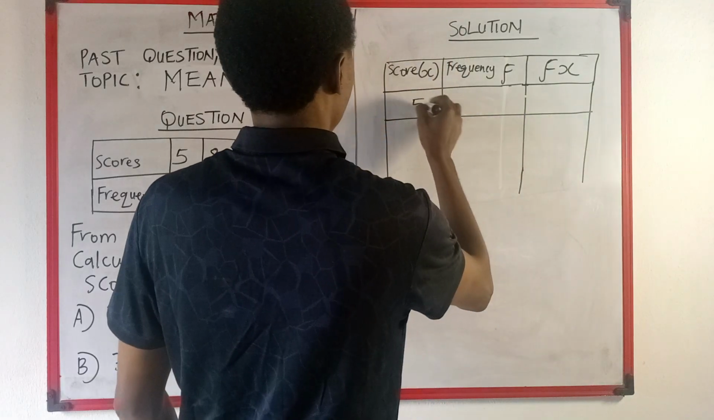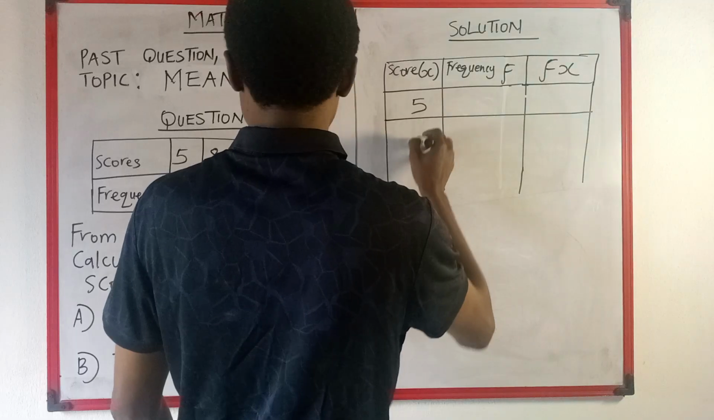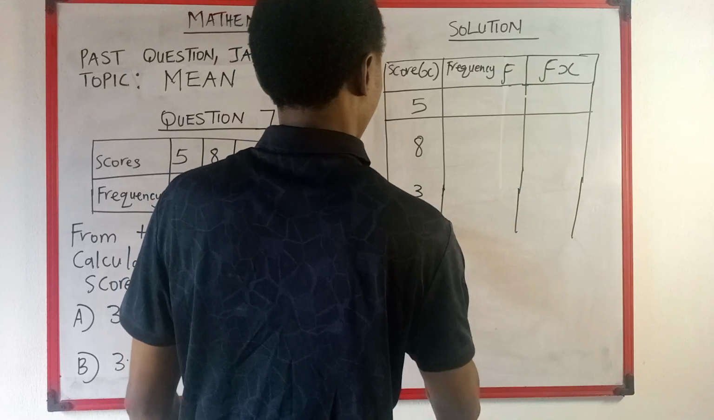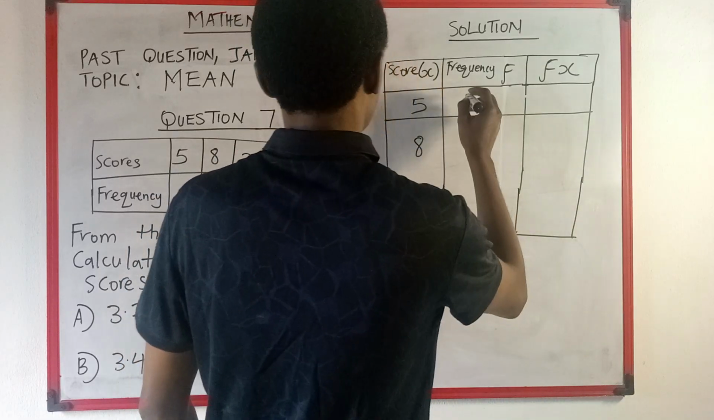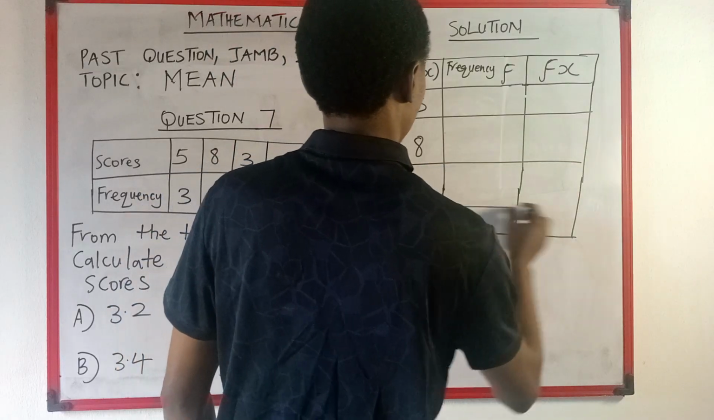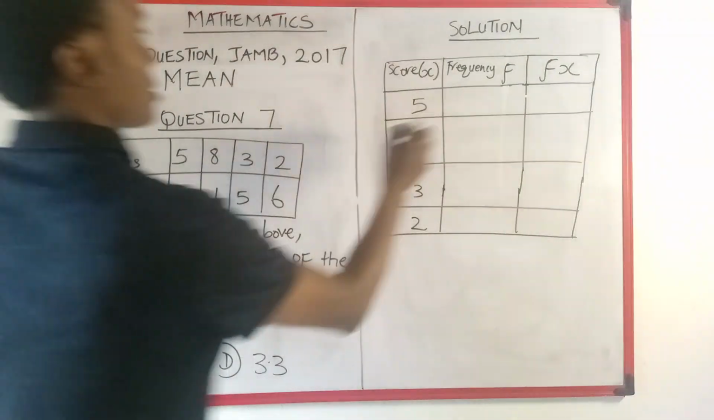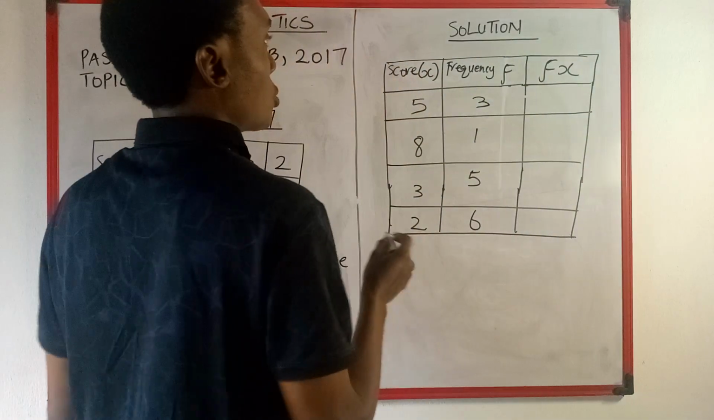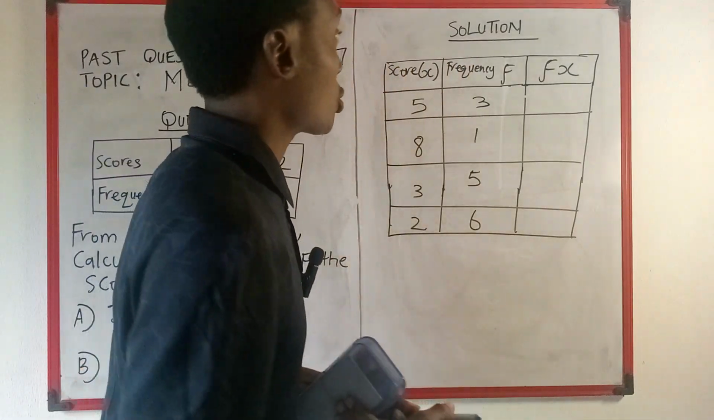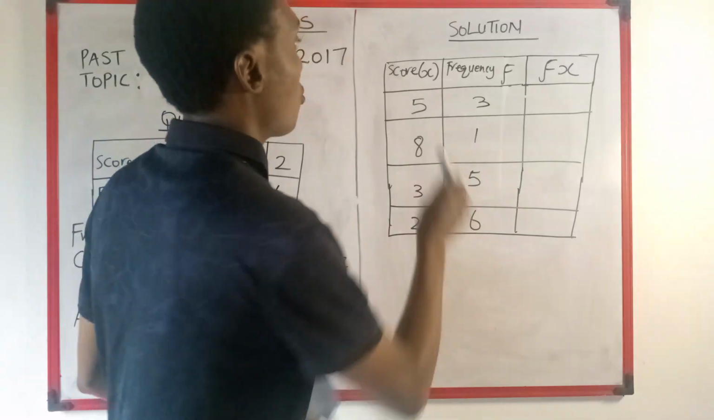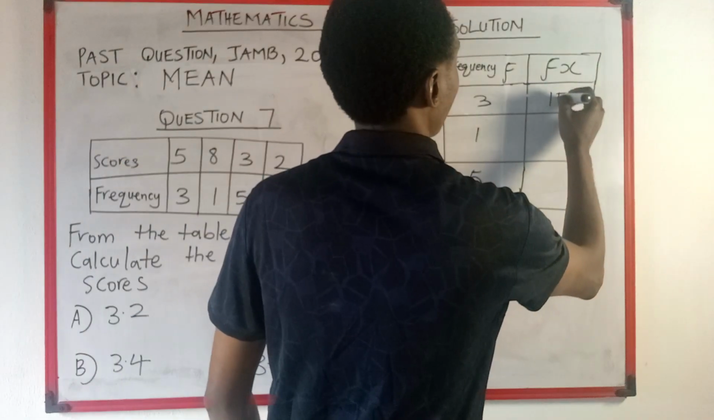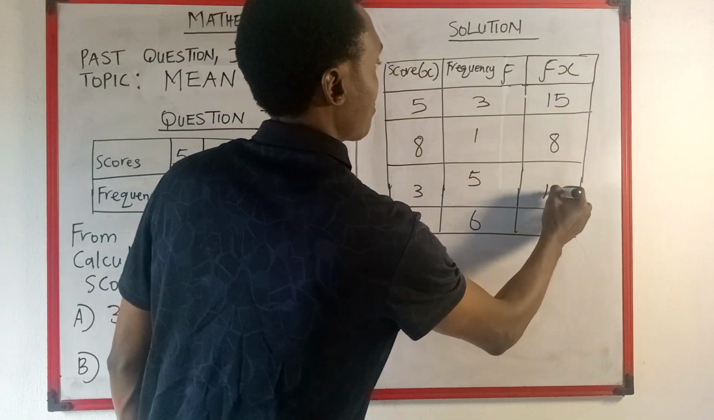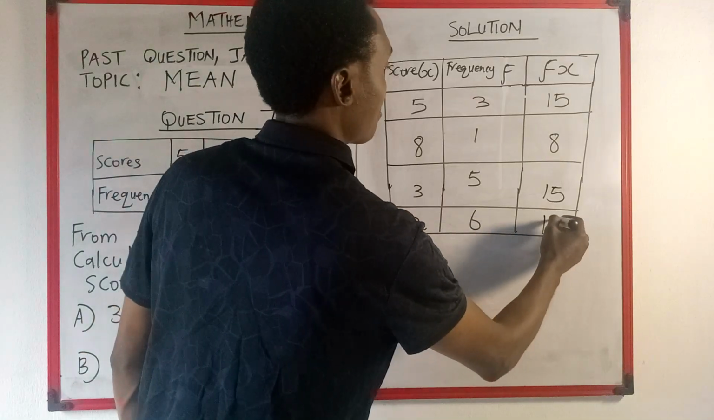So let's go: 5, 8, 3, 2. The frequency is now giving us 3, 1, 5, 6. So Fs here means we're going to multiply the score times the frequency. 5 times 3, you have 15. 8 times 1, you have 8. 3 times 5, you have 15. 2 times 6, you have 12.